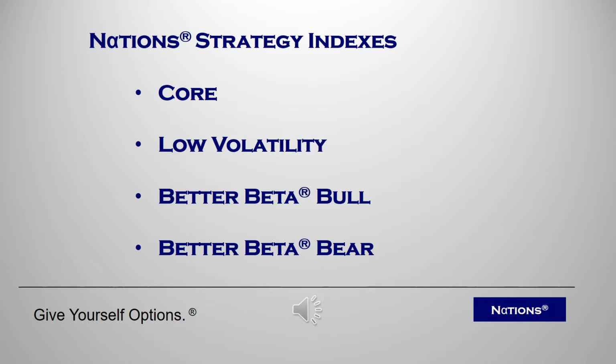The four NationShares methodologies are intended to suit the needs of investors and traders alike. Our core methodology is intended as the heart and cornerstone of an investor's portfolio. Our low volatility methodology uses an option strategy to create an authentic, low volatility product that doesn't rely on stock picking. Our better beta bull and bear indexes are superior levered products intended for short-term asset allocation, hedging, and trading.